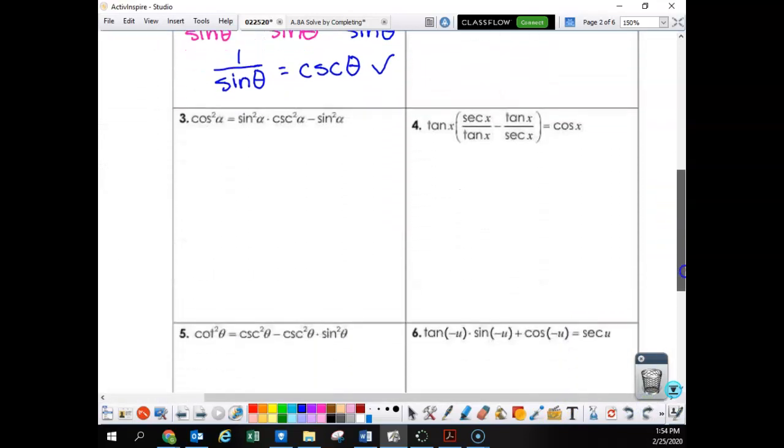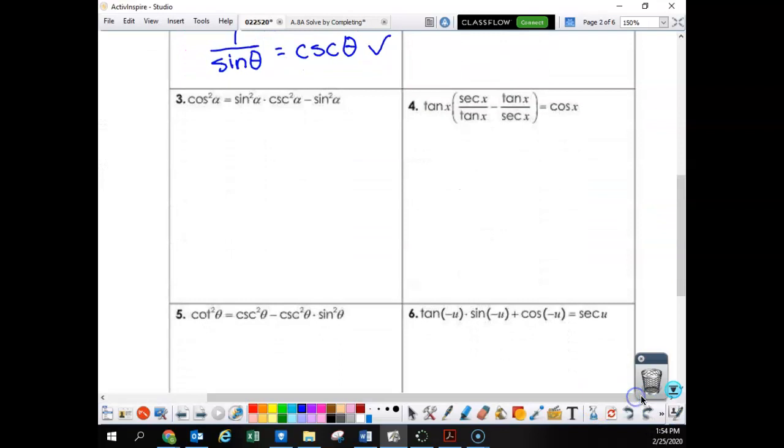All right, let's look at number 4. So number 4, I have tangent x times secant over tangent minus tangent over secant, all in one quantity. And we have to set that equal to cosine, so we have to figure out how that equals cosine. Okay, whenever we're adding fractions, what are we supposed to find? Common denominator, right? What is the common denominator between tangent and secant?